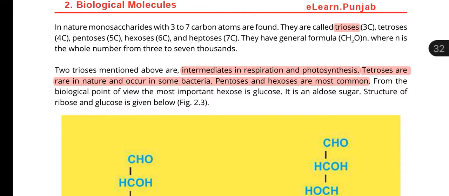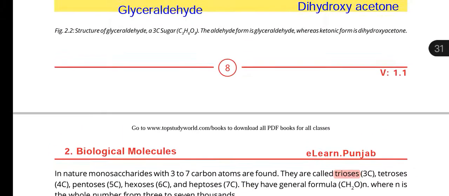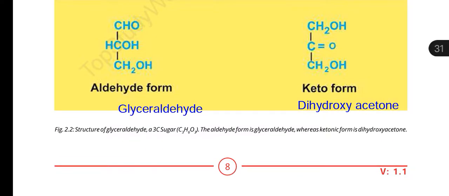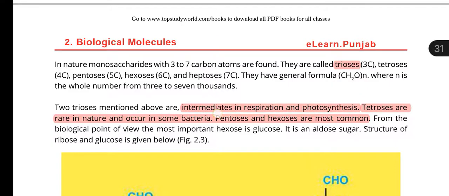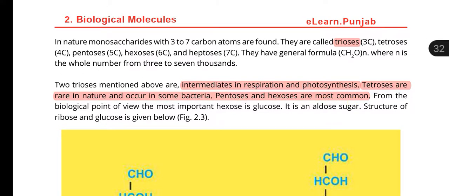So we can say that the 2 trioses mentioned above, glyceraldehyde and dihydroxyacetone, are intermediates in respiration and photosynthesis. So trioses are intermediates in respiration and photosynthesis. After that, these are important MCQs. Tetroses are rare in nature and occur in some bacteria. It is a very important MCQ that is asked in MDCAT. Pentoses and hexoses are most common.